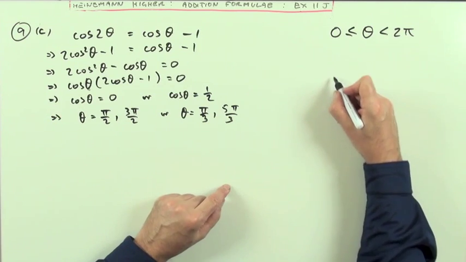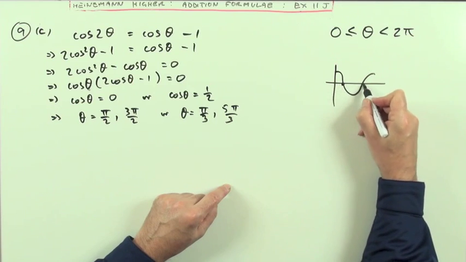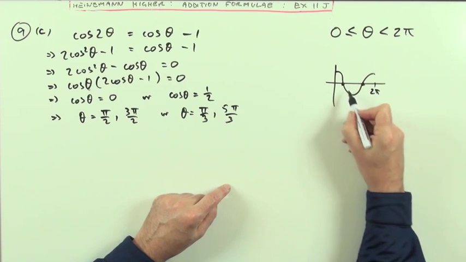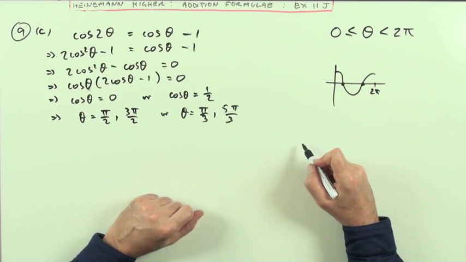What about this cosine equal to 0? Well, the cosine graph looks like this. When's it equal to 0? Here and here. Remember, that's 2 pi. So that's 1/4 of the way and 3/4 of the way. Pi upon 2, 3 pi upon 2.